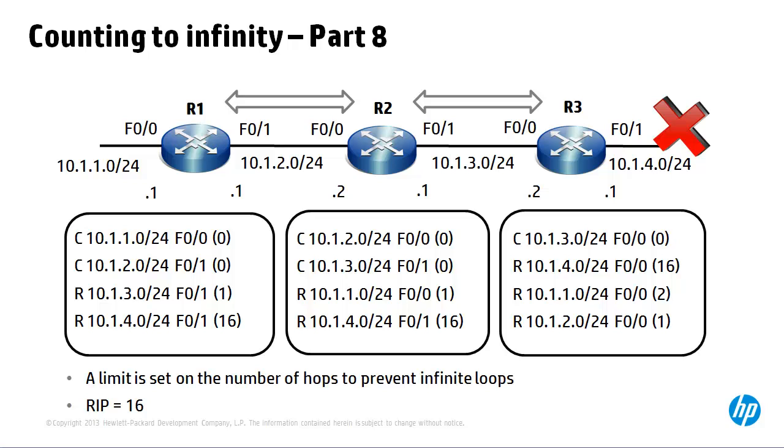So to combat infinite loops, the developers of the RIP routing protocol have specified that infinity in RIP is 16. So rather than this just continuing on and on, a limit is set on the number of hops in RIP to prevent infinite loops. RIP only supports 15 hops between any two networks. This limits the scalability of RIP and limits the size of networks. But RIP isn't designed to run really large networks such as the internet.